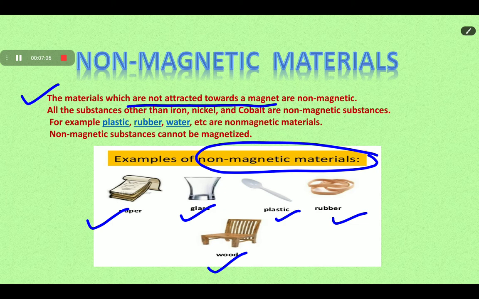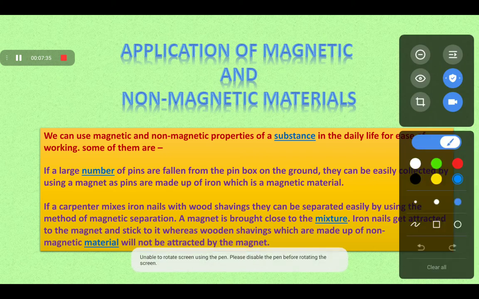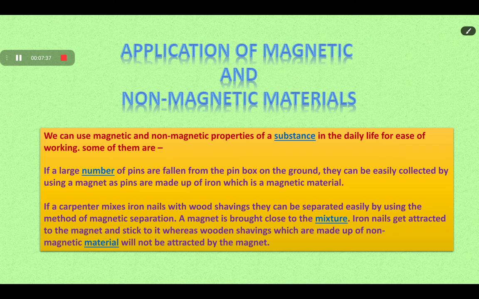The next important point is that non-magnetic substance cannot be magnetized. Means all these materials cannot be converted into the magnet. So these are the terms related to non-magnetic materials. Now, in the next slide, here are some applications of magnetic and non-magnetic materials. As you can see, there are variety of applications of magnetic and non-magnetic material. But here we discuss only two.